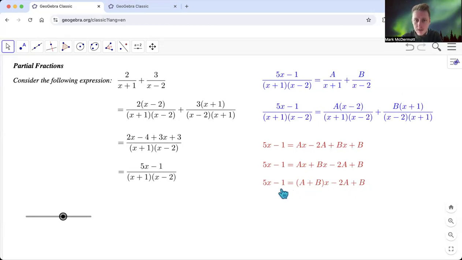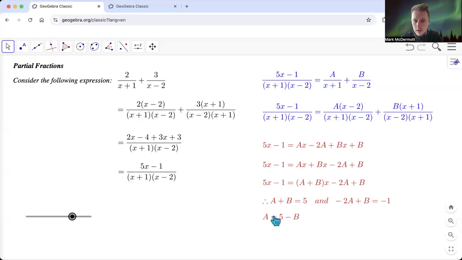Now what you need to do is inspect it and say to yourself, all right, 5 is the coefficient of x, and we can see that A plus B is the coefficient of x on the right-hand side. So A plus B must equal 5. And similarly, this whole thing here, minus 2A plus B, must equal negative 1. This is what's called equating coefficients. And so now we have two simultaneous equations that we need to solve.